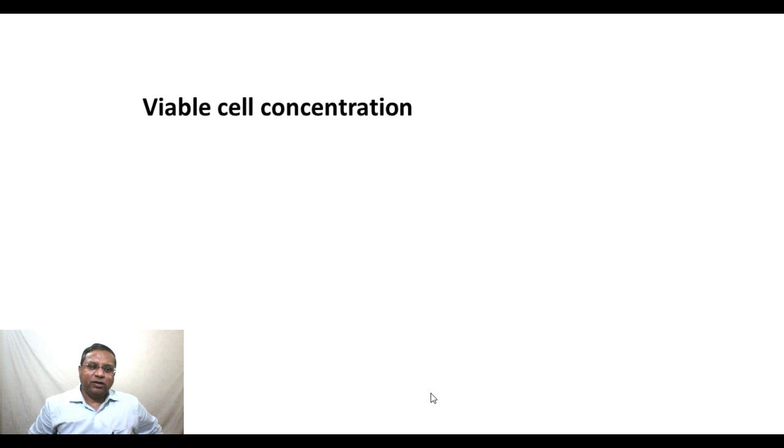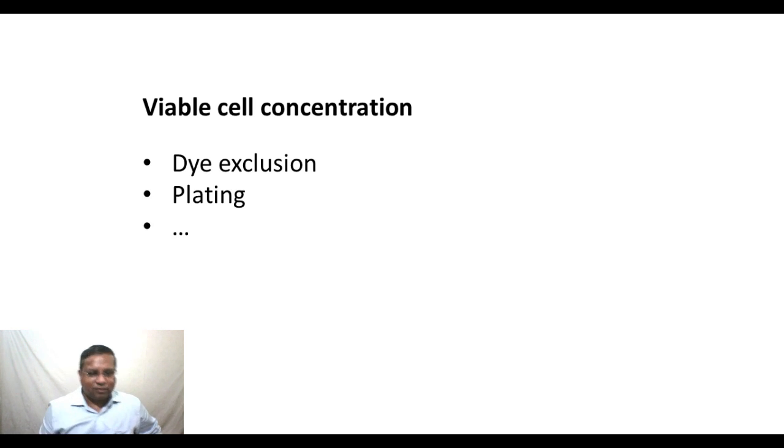Now let us look at the methods for measuring the concentration of cells that are live, that are viable. Because the viable cells are the ones that are going to actually contribute to the functioning of the bioreactor. The methods are dye exclusion, plating, and others. We'll just look at these two methods.